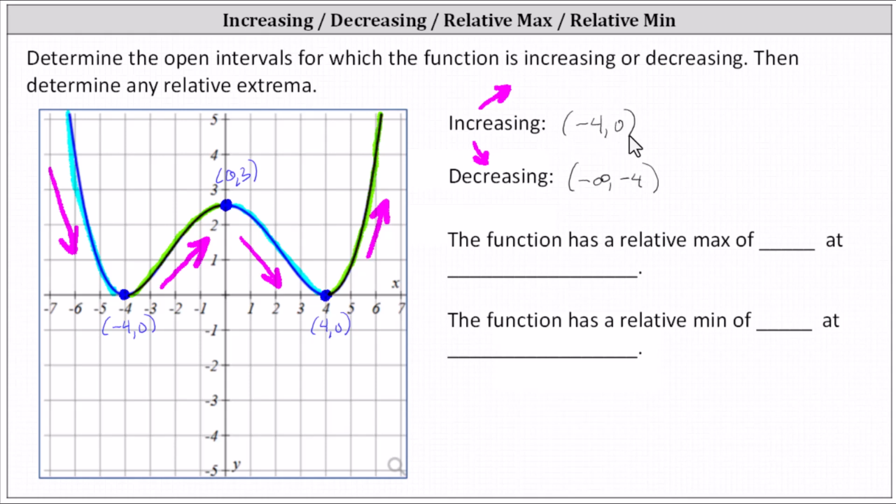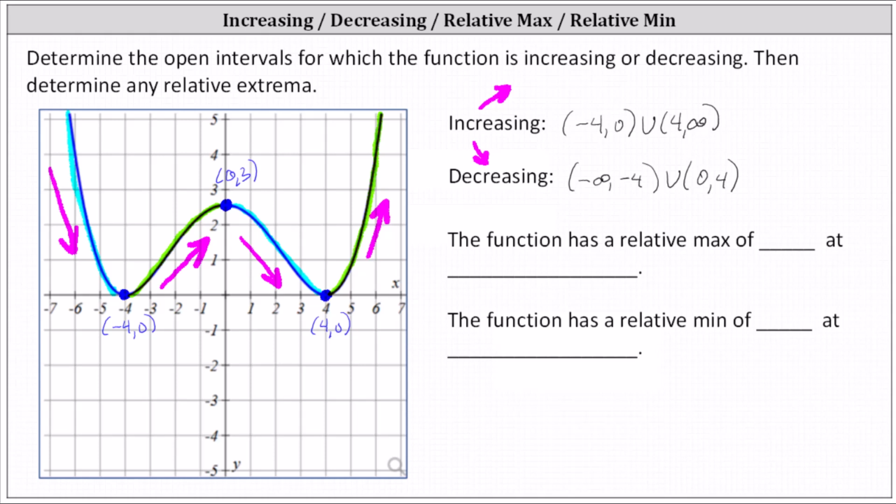The function is decreasing again over the open interval from 0 to 4. And therefore, under decreasing, we enter u, the open interval from 0 to 4. The function is again increasing on the right over the open interval from 4 to infinity. And therefore, under increasing, we enter u for union, the open interval from 4 to infinity.